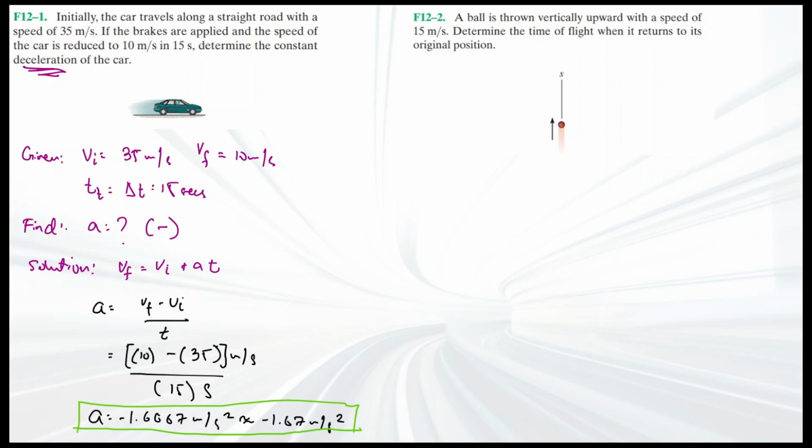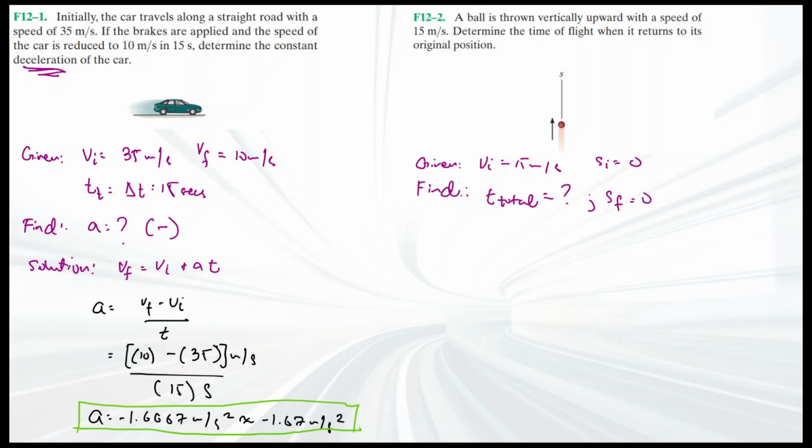Here we have a ball thrown vertically upward with a speed of 15 meters per second. Determine the time of flight when it returns to its original position. Interesting. So we have an initial speed of 15 meters per second, so our Vi is known. And we're here to find the total time of flight from the moment it leaves your hand until it returns to its original position. This gives us clues about its initial and final position. The final position will return to its original position, which is s equals 0, basically. So our initial position and final position will both be at 0 meters. And then we're here to find the total flight time.